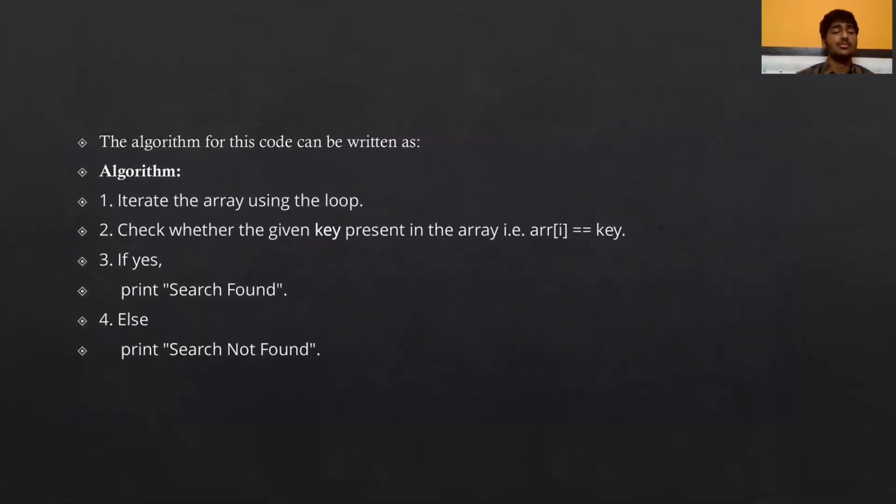Let us discuss the algorithm of the code. The algorithm is as follows. Iterate the array using the loop. As we have seen before, we iterate using the for loop and if condition. Check whether the given key is present in the array. As we have seen before, similarly, array[i] is equal to search for the given example. If yes, we should print that the given element is found. Or else we should print that the search element is not found.